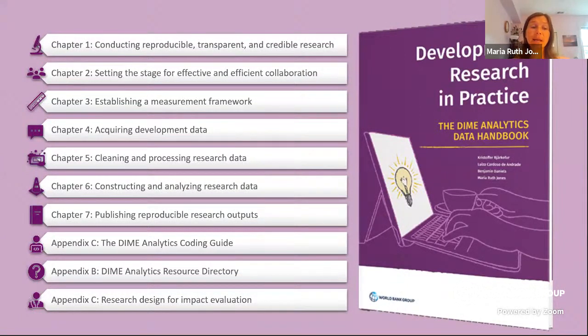And then there are 3 appendices to the book. The Dime Analytics Coding Guide, which goes into some of the details of good coding. Our resource directory, which covers in more detail some of those public goods that I highlighted on a previous slide and gives you the links to how to access all of them. And finally, an appendix on research design for impact evaluation. And so that's thinking about lots of different impact evaluation designs. How do we conceive of those designs in terms of data needs and structure for a project?